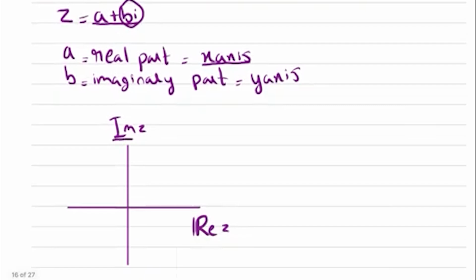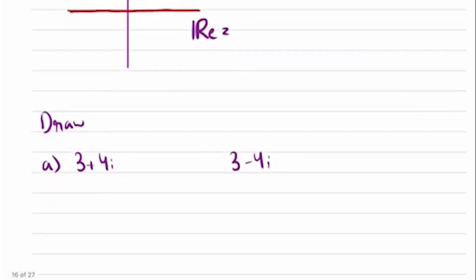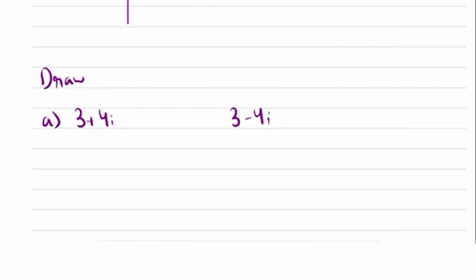So imaginary is this one and real is this one. X-axis is real and the imaginary one is y-axis. Now I need to draw this Argand diagram. So let's begin with that. So guys, it says 3 plus 4 iota. How will I draw this?